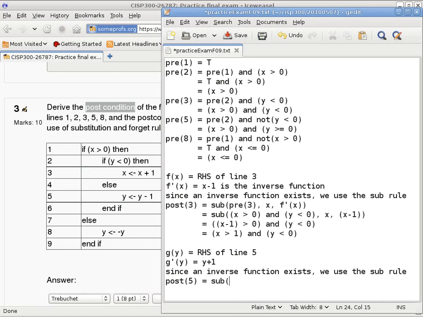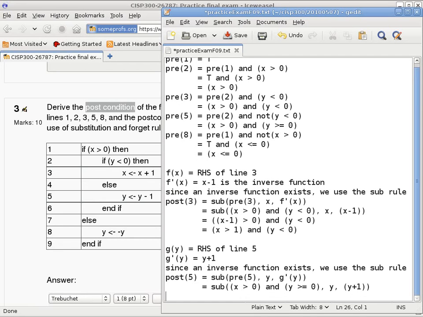And then we just expand what is pre 5. Pre 5 is this thing here. Put it here. So y plus 1 is the inverse function. And that becomes x is greater than 0, which is fine because it has no mention of y. And then this one becomes y plus 1 is greater than or equal to 0. And if you want to clean it up just a little bit, which is not required in the exam, you can say y is greater than or equal to negative 1. Are there any questions so far? No? Okay.